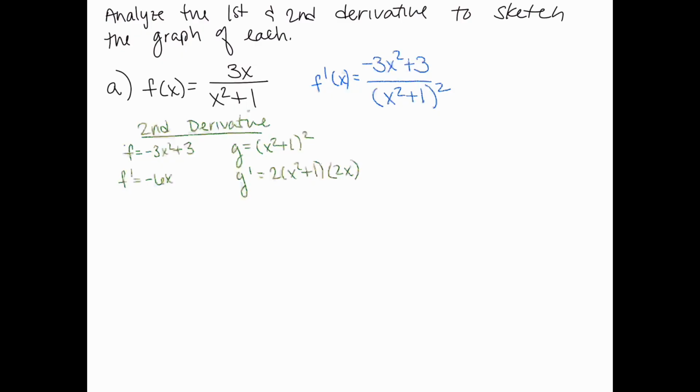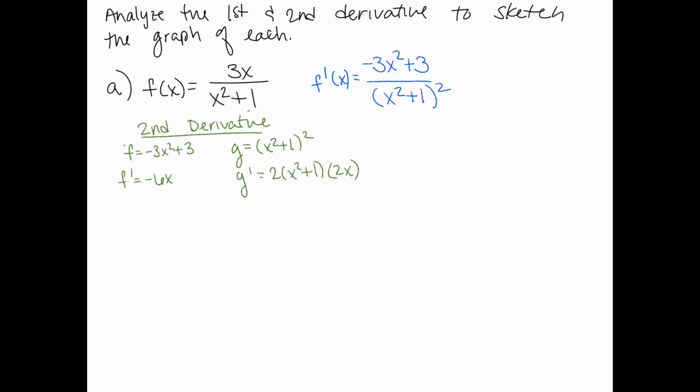So the top is the negative 3x squared plus 3, that's my f. The g is the bottom, x squared plus 1 squared. So my f prime is negative 6x, and then I used the chain rule to find my g prime. So I brought the 2 down, 2 times x squared plus 1, and then I multiply by the derivative of the inside. The inside is that x squared plus 1, so that's why I had to multiply by that 2x.